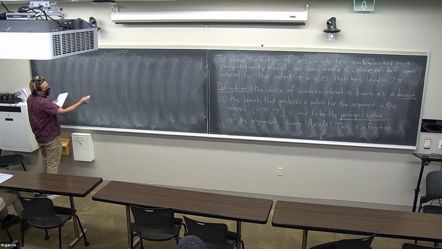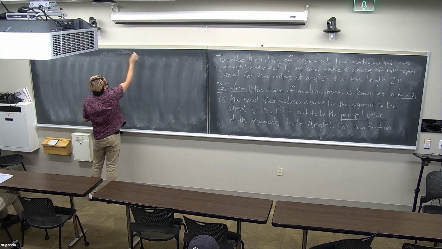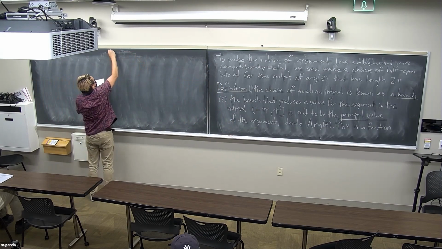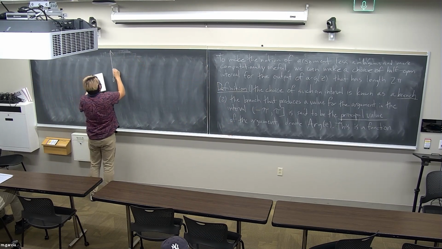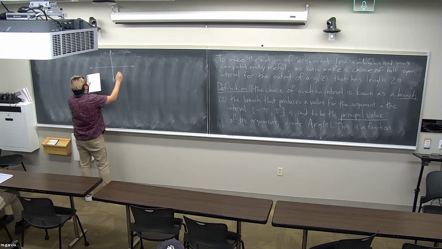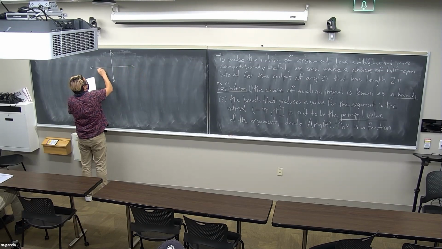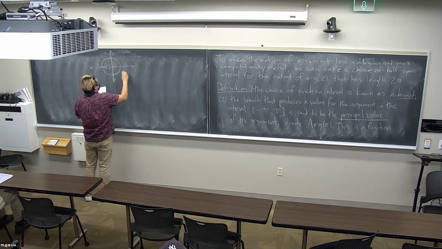And why do we call this the principal value, this particular choice of branch? Well, if you look at it, it is a schematic diagram. Here's my open parenthesis at negative pi. And here's my closed parenthesis at pi.